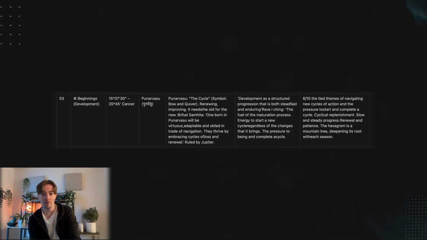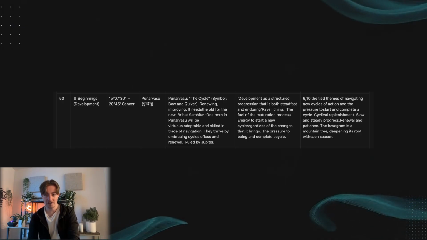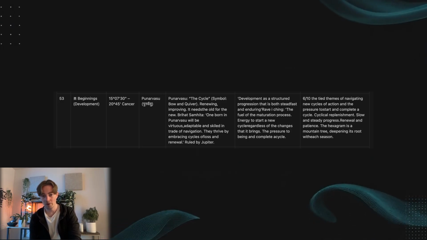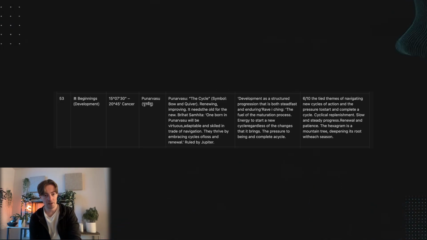That fuel of the maturation process, energy to start a new cycle, regardless of the changes that it brings, the pressure to complete a cycle. And Punarvasu, one translation being the cycle. So there's a real strong match here, which is quite incredible, really quite incredible.